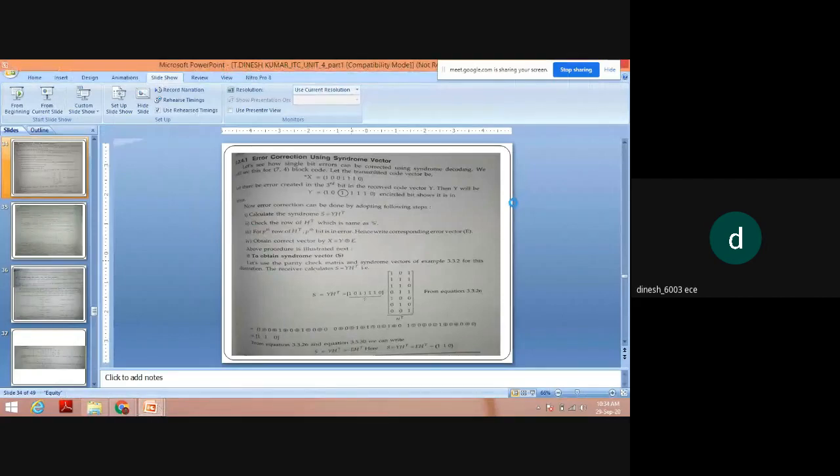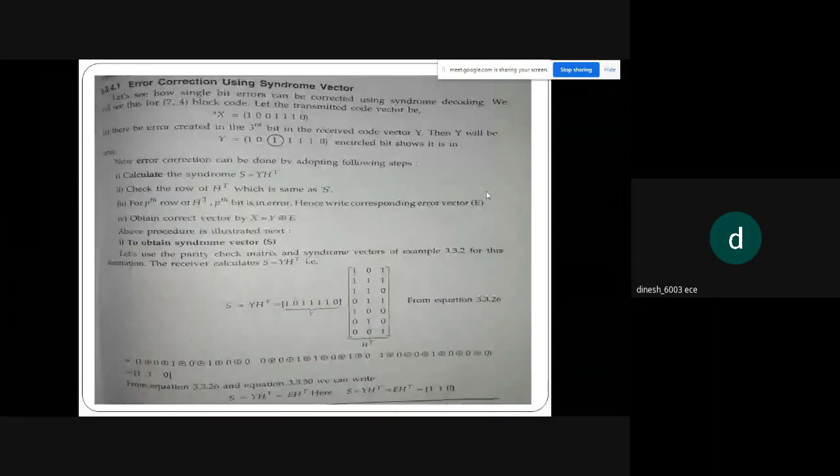Now let us see for 2-bit errors. We'll check what happens if 2 bits have been errored. For example, I consider the third bit and fourth bit are in error.